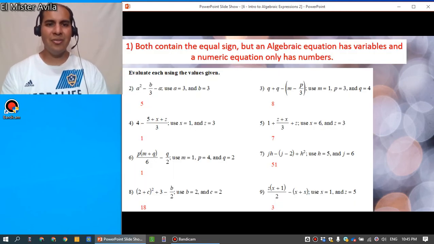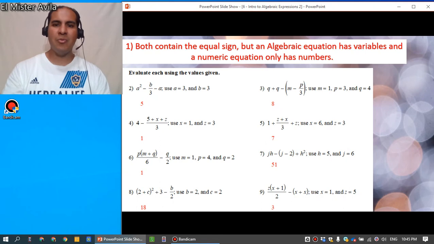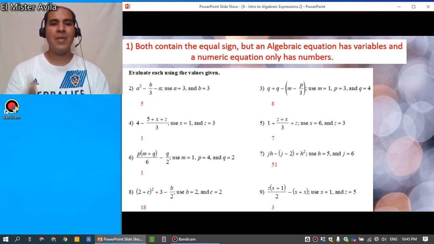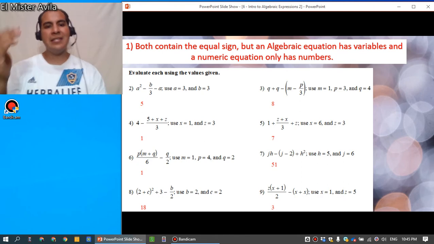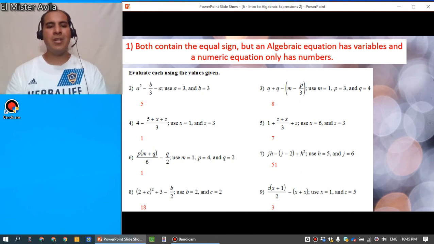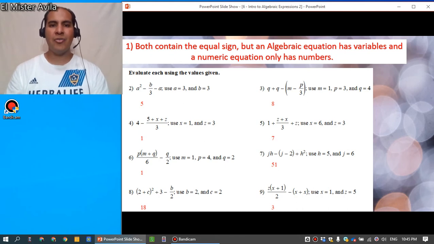Here are the answers. Number 1 is that both contain an equal sign, but an algebraic equation has variables, and a numeric equation only has numbers. Number 2 is 5. Number 3 is 8. Number 4 is 1. Number 5 is 7. Number 6 is 1. Number 7 is 51. Number 8 is 18. And number 9 is 3.